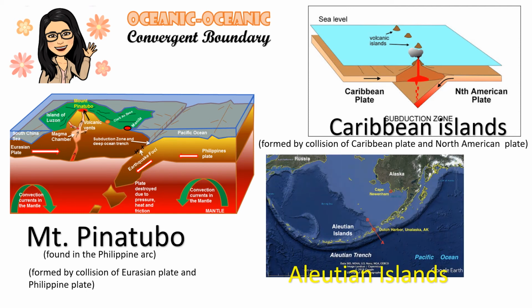And lastly, we have the Aleutian Islands. What are the plates involved here? It is formed by collision of the North American plate and the Pacific plate.